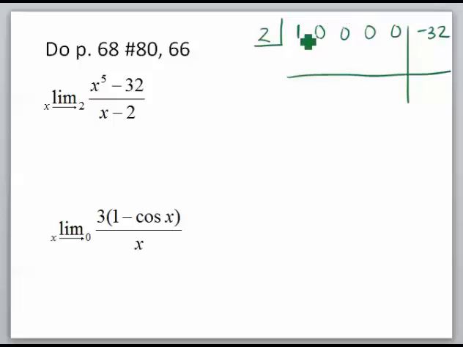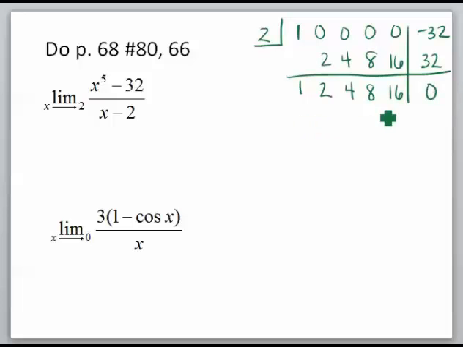In synthetic division, you should end up with a 0 here if it is a factor. So we bring down the 1. 1 times 2 is 2, and then you add these together and you get 2. 2 times 2 is 4. You add those together. 4 times 2 is 8. You add these together. 8 times 2 is 16. Add these together. 16 times 2 is 32. Add them together and get 0.